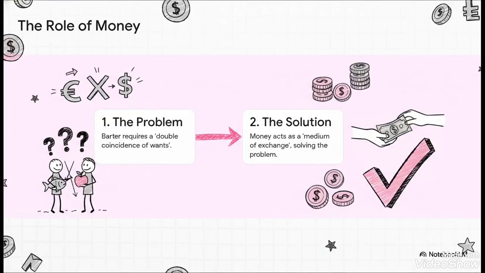Question 34 is a really interesting 3-mark question. It asks how money solves a major problem. The best way to answer this is to set it up as problem and solution. First, what was the problem? In a barter system, you needed a double coincidence of wants, a huge hassle. Then, the solution, money. Money acts as a medium of exchange and completely gets rid of that problem. Framing it that way is a surefire way to get the marks.